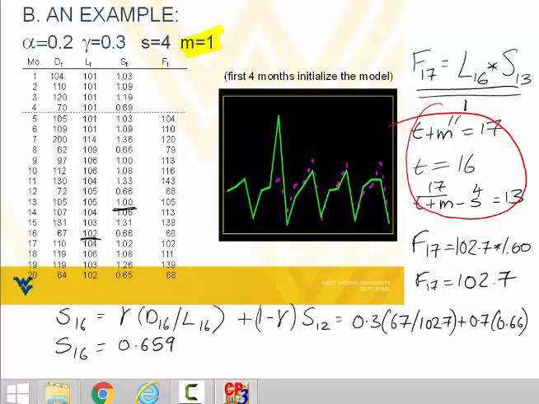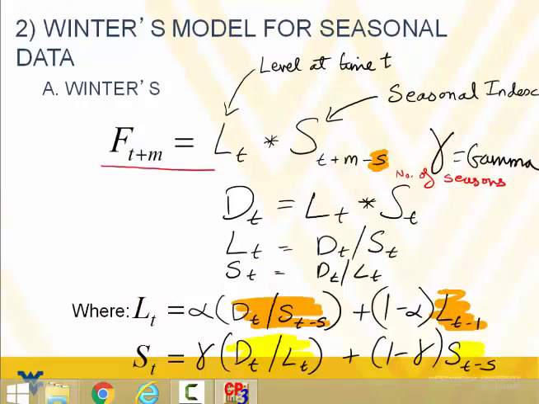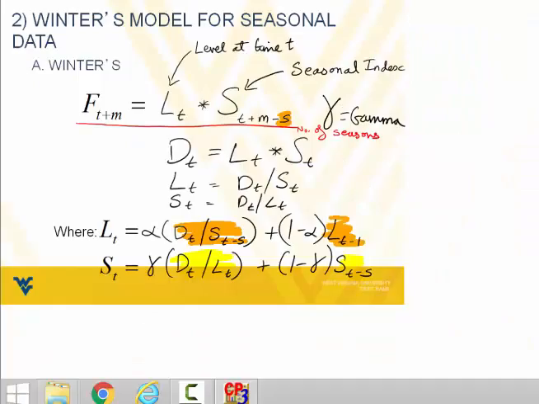Explain that part. Which part? Plus and how you got that. So I go back here, and what is my formula? F of t plus m is equal to L of t times S of t plus m minus s, right? So if I want to forecast demand for period 17, I know that 17 is equal to T plus m, right? I need the level at time T. So my m is equal to 1, therefore T is equal to what? 16, right? So I need the level at period 16.